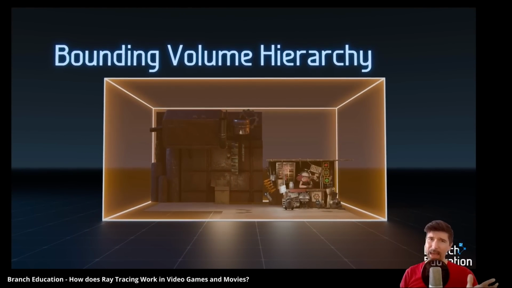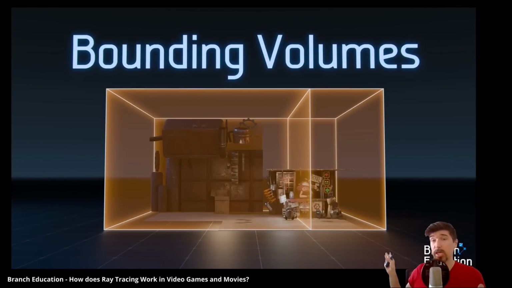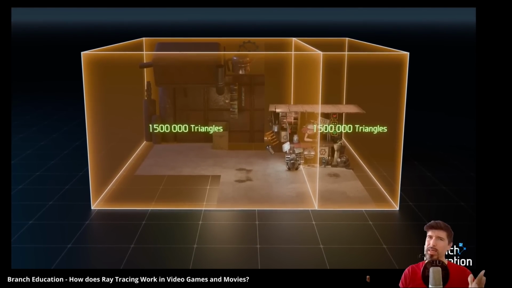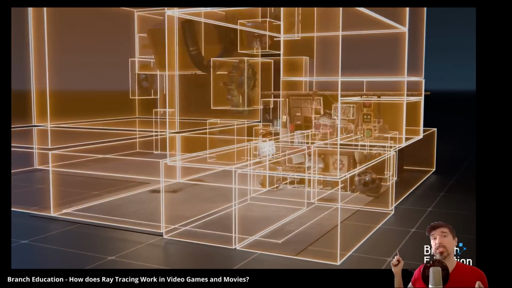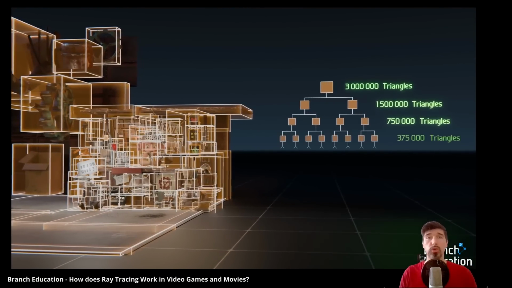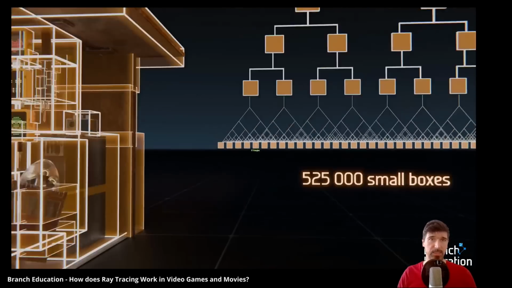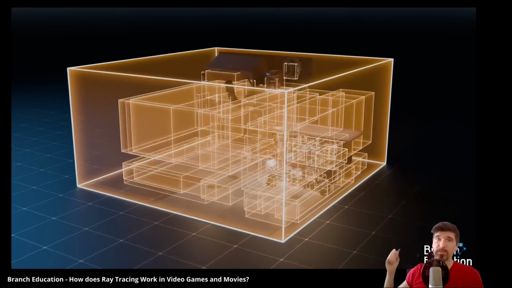So instead of testing every primitive with O(n) complexity, we use a bounding volume hierarchy, or a BVH, to divide the scene into hierarchical bounding boxes. By quickly eliminating large groups of objects, BVH reduces intersection tests to O(log n), significantly improving performance. So instead of having 2 billion checks, we can boil down to 50 times less. This same optimization is used in Unreal Engine's Nanite, which we covered in our previous lecture, which you can check out here.